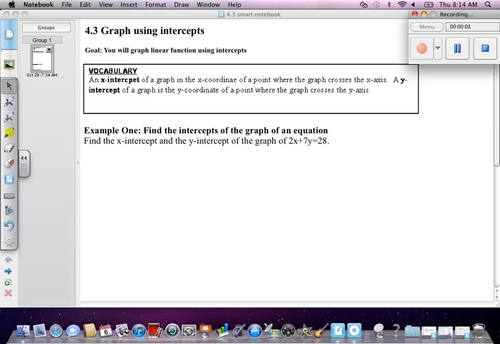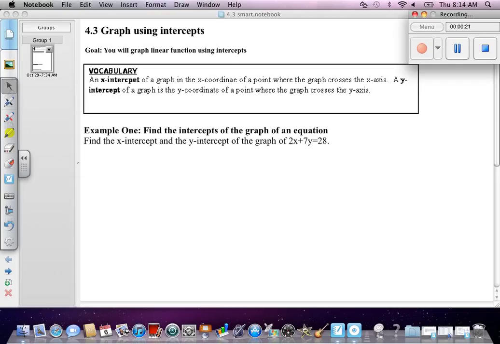Ladies and gentlemen, we're looking at graphing using intercepts. An x-intercept of a graph is the x-coordinate of a point where the graph crosses the x-axis. A y-intercept of a graph is the y-coordinate of a point where the graph crosses the y-axis.